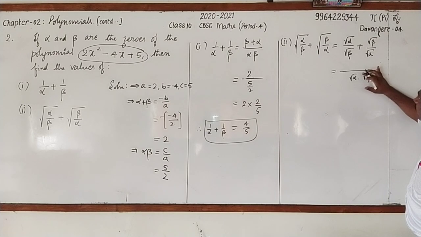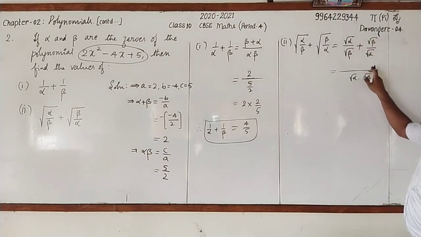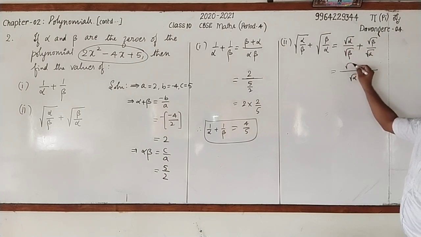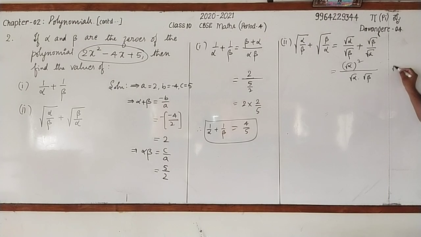Now multiply with the first term. Beta gets cancelled. Root alpha will remain. Root alpha into root alpha, root alpha whole square. Did you understand? Like this: root alpha by root beta into LCM is root alpha into root beta. These two get cancelled. Root alpha into root alpha, whole square.